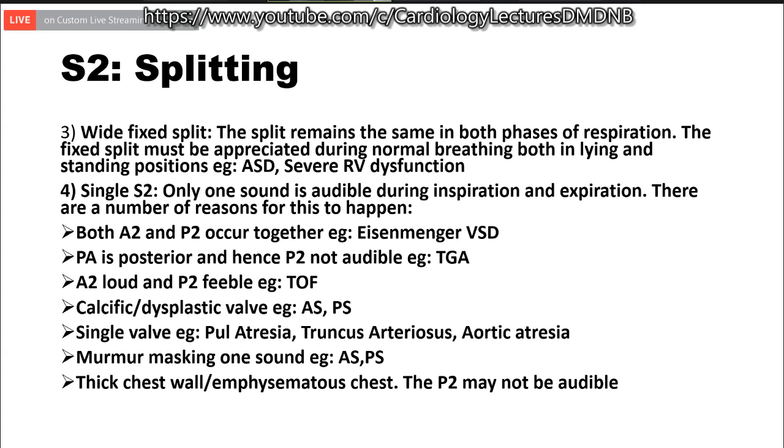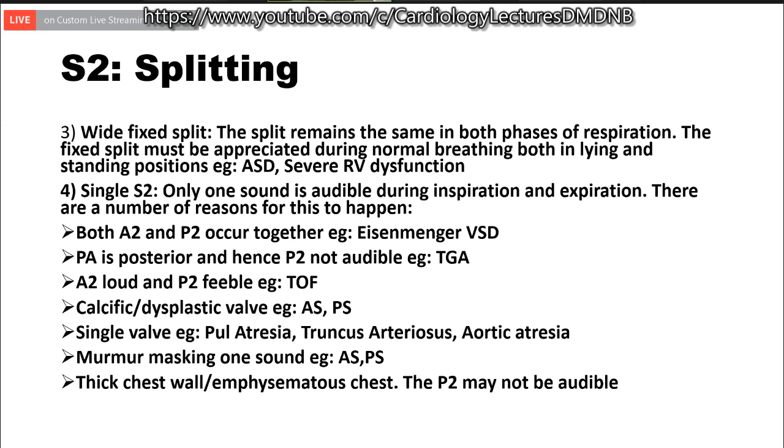Calcific or dysplastic valve, for example calcific aortic stenosis, or a dysplastic valve as can occur in Noonan syndrome in pulmonary stenosis. Sometimes the only sound that you hear may be the other valve sound. In calcific aortic stenosis, you may be hearing the pulmonary component of the second heart sound, and in dysplastic pulmonary valve, you may be hearing the aortic component of the second heart sound.